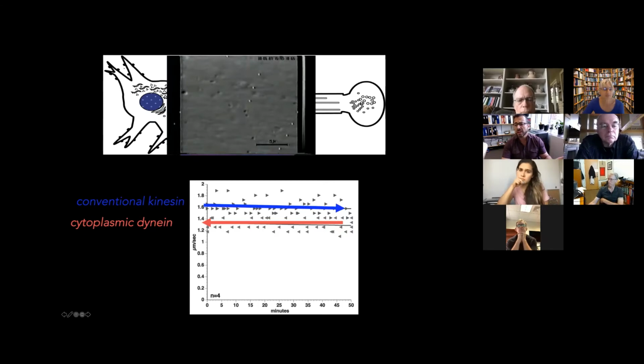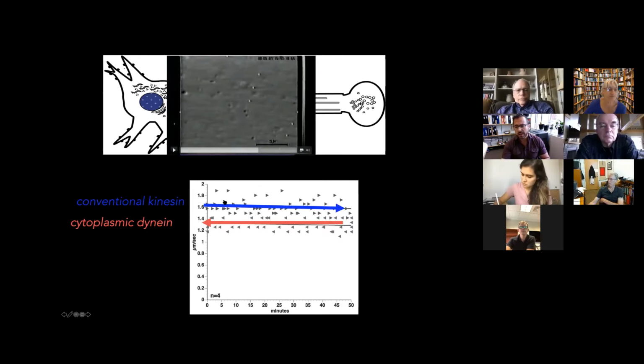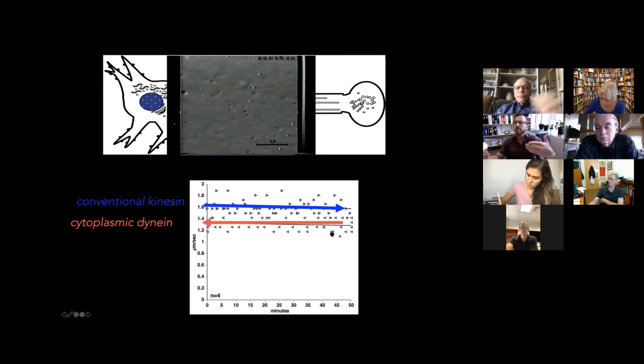So what you see here is a classical control. The velocities of the vesicles moving in the anterograde direction are slightly faster than the ones that come in the retrograde direction. The reason for that is that the vesicles moving anterogradely are smaller in size than the retrograde. So basically there's a continuous flow of plasma membrane going up and down the axon.